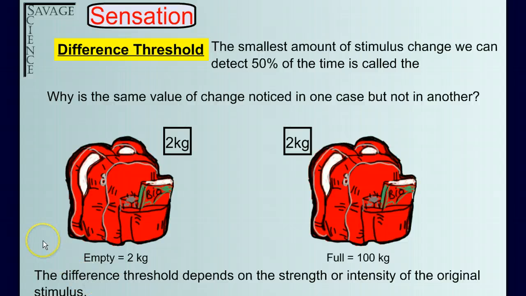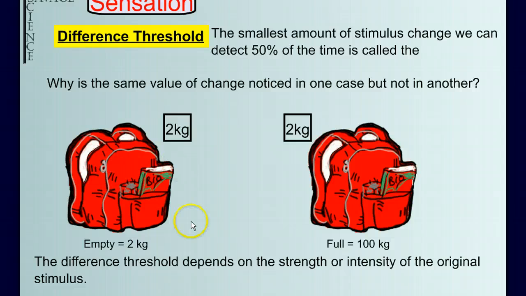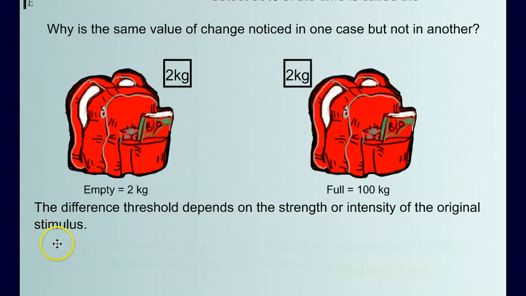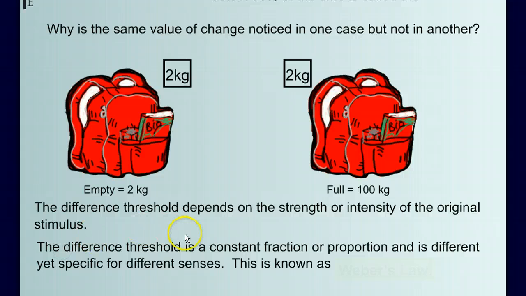The difference threshold depends on the strength or the intensity of the original stimulus. A 100% increase compared to a 2% increase, the 100% increase is definitely going to be noticed, but the 2% increase may not. We call this idea Weber's law, that the difference threshold is a constant fraction or proportion, and it's different yet specific for each sense.